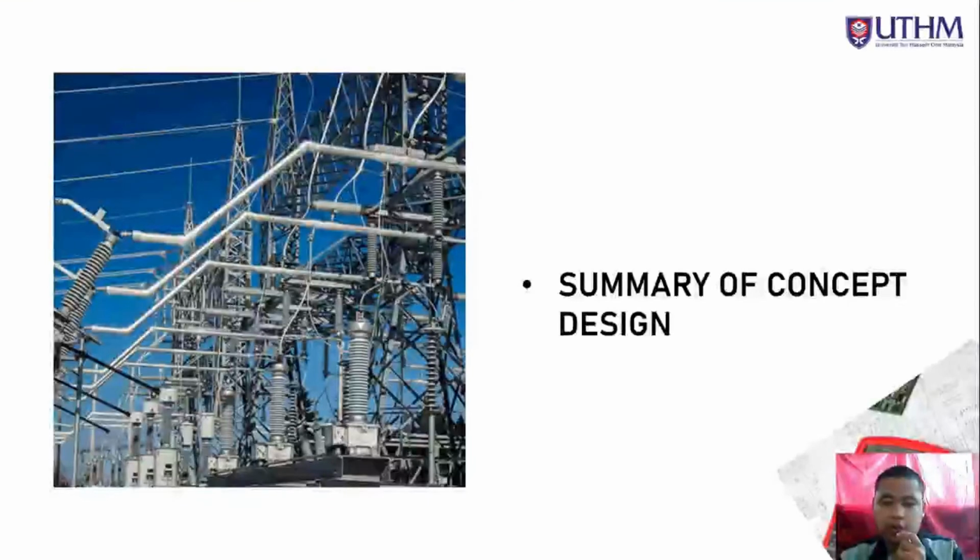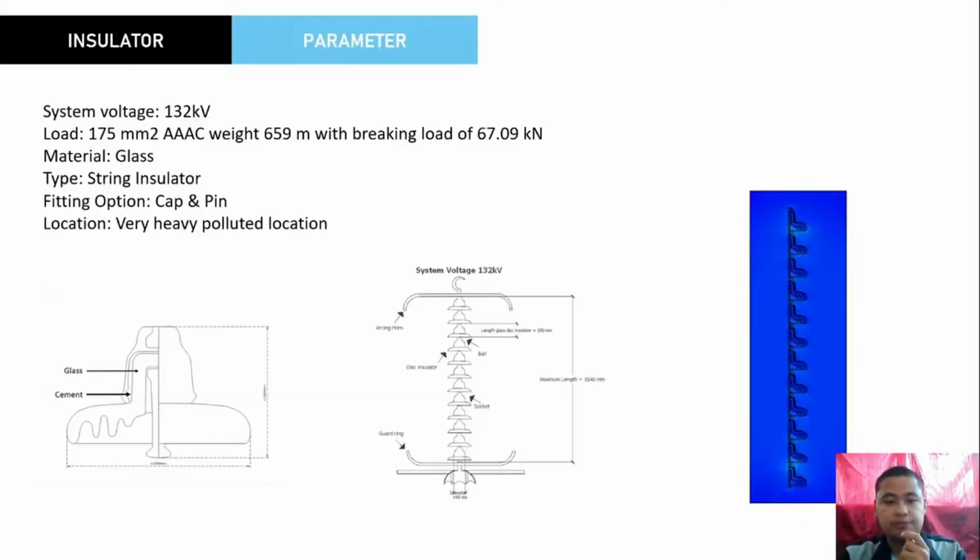Assalamualaikum. So I will explain the summary of the concept design that we have proposed in our preliminary work. For our insulator parameters, the system voltage is 132 kV with a load voltage of 175 millimeter squared, triple AC, weight 659 gram with a breaking load of 67.09 kilonewton, and our material is glass. The type is string insulator and the fitting option is cap and pin.